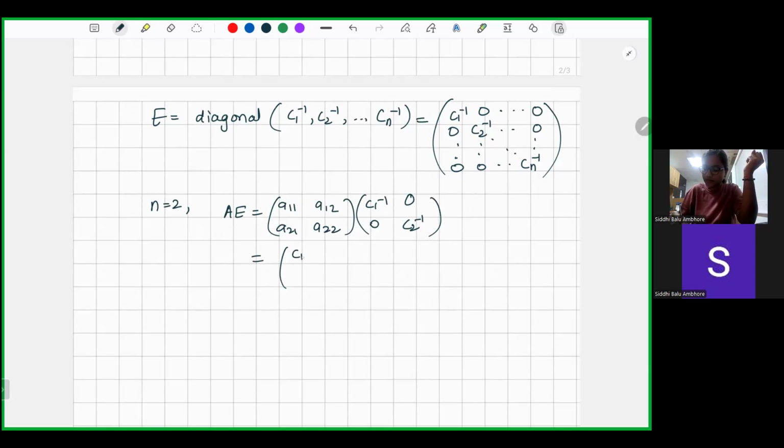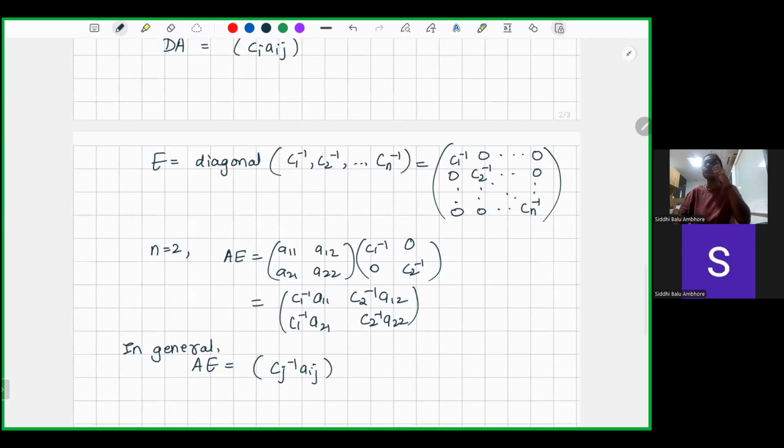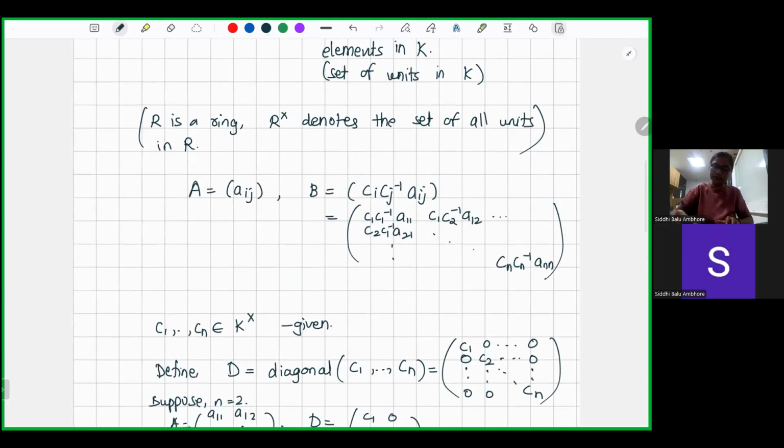Okay, and then what this will do is, let me write the constants: C1 inverse A11, C2 inverse A12, C1 inverse A21, and C2 inverse A22. So what this is doing is, in general, this AE is Cj inverse Aij. Okay, so now I have hold of this thing.